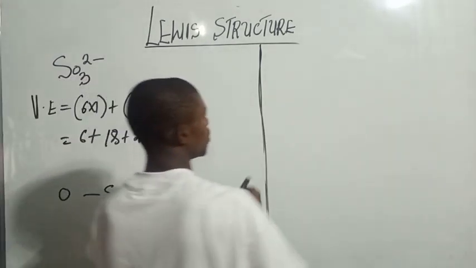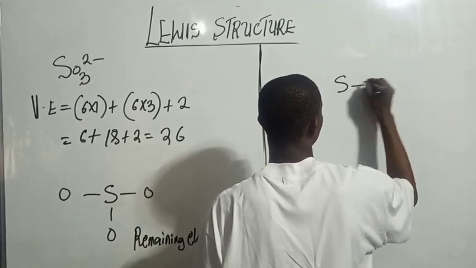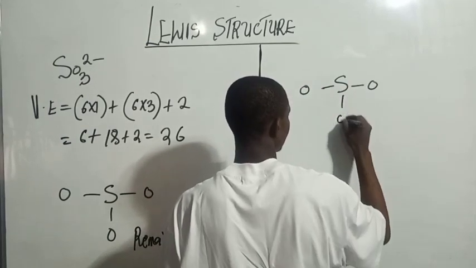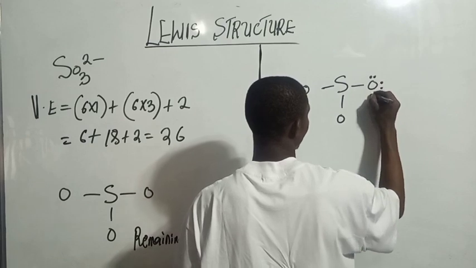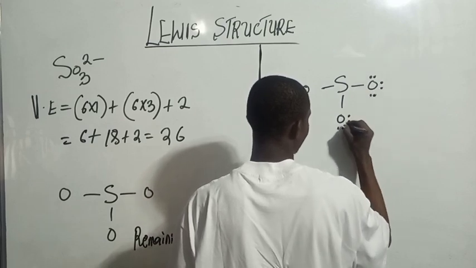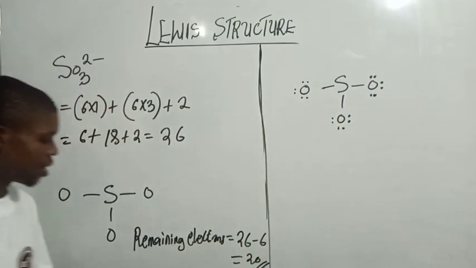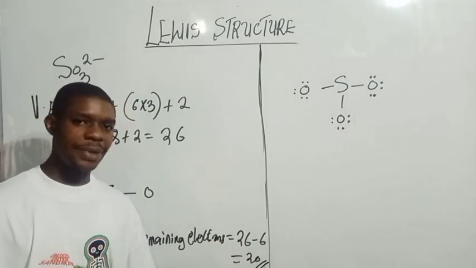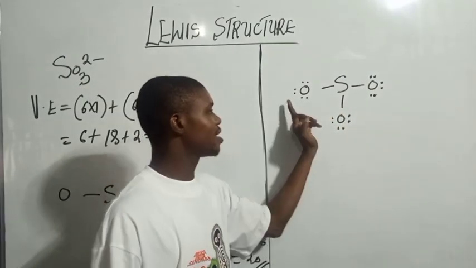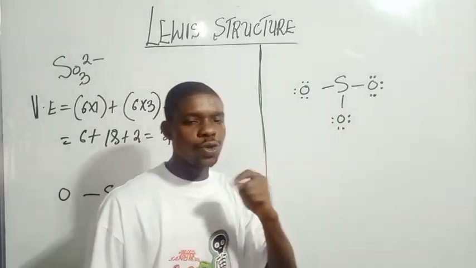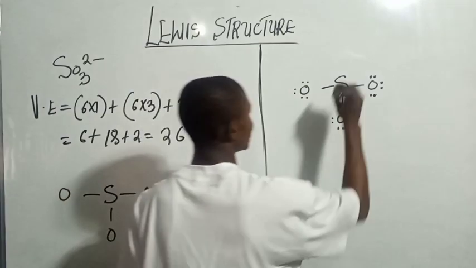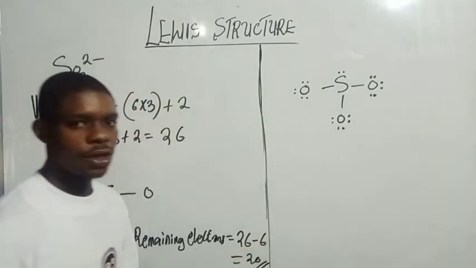So you have one, 1, 2, 3, 4, 5, 6, 7, 8, 9, 10, 11, 12, 13, 14, 15, 16, 17, 18. Out of the 20 electrons remaining, each of them has taken 6, which makes 18. 2 will be left. The 2 now move to the center atom. Just that.